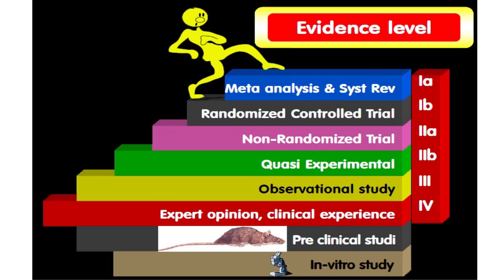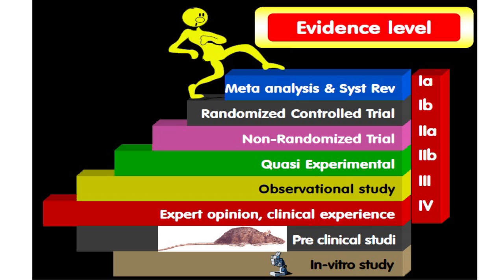Okay, now this is the level of evidence that we have to be very careful in defining. The highest level of evidence is always 1A, which is meta-analysis or systematic review. So if you find a paper with the title of meta-analysis or systematic review, especially of randomized controlled clinical trials, then you can use that as a reference, as the highest level of evidence, which is 1A, followed by 1B, which is randomized controlled clinical trial.